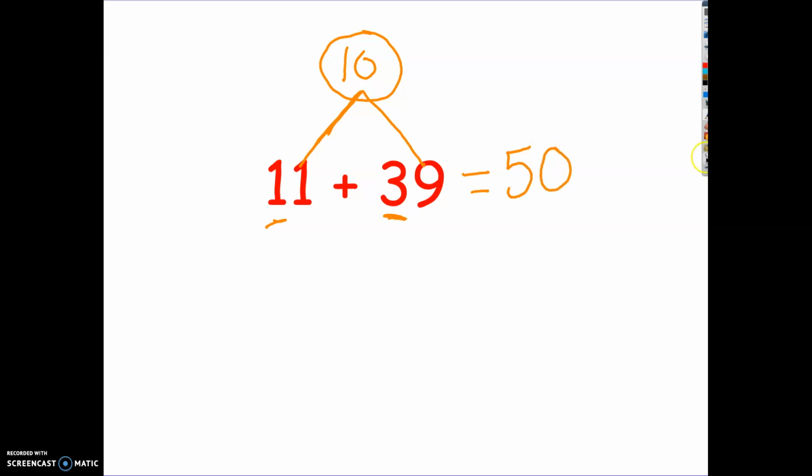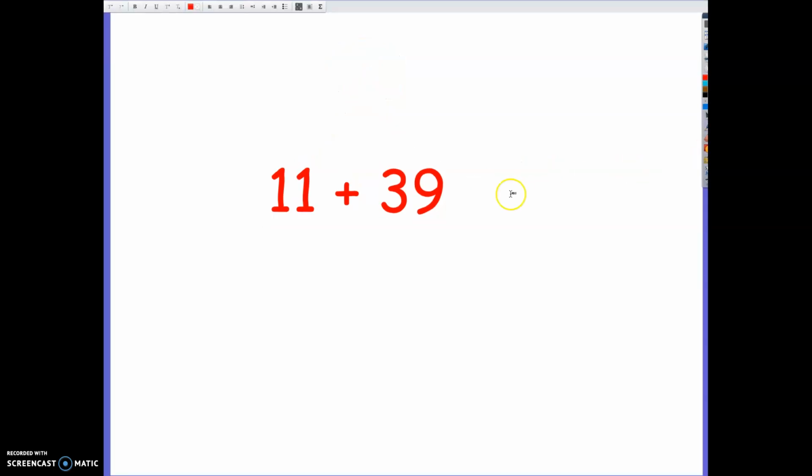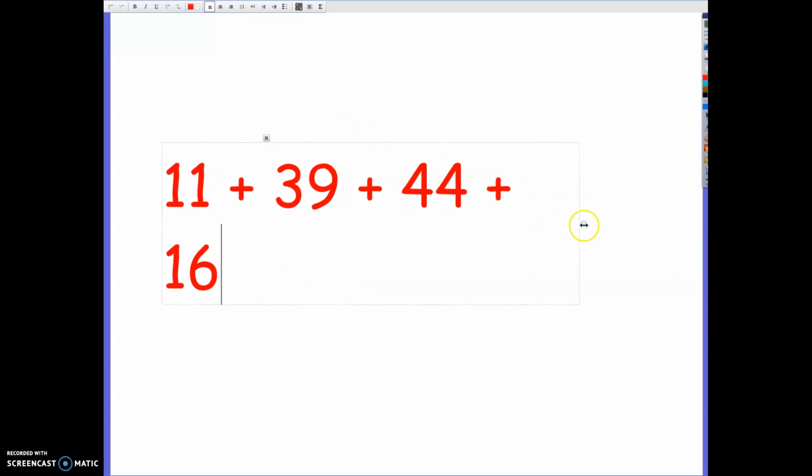Now I'm going to change this up a little bit. I am going to go ahead and add another number. Let's add 2 more numbers. Let's go with 44 plus 16. Okay. How can you combine some numbers here to get an answer?